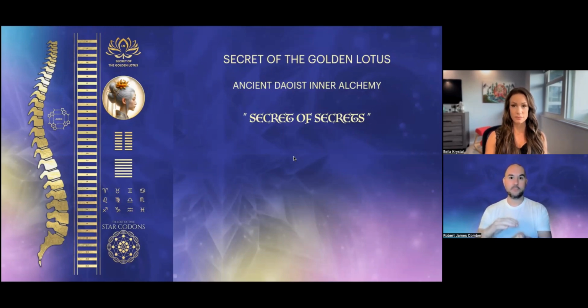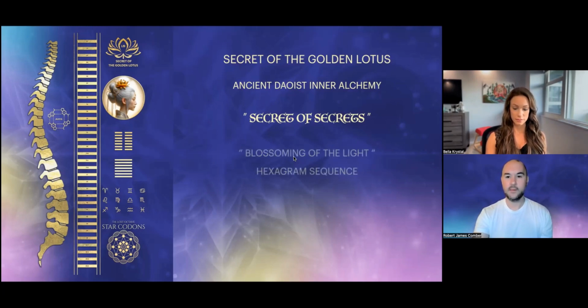And so, like I said, back then it was more of a philosophical idea of contemplation. With the star codons, this new aspect to the secret of secrets is how it's been woven into the DNA and the spine. And so this is why I call it the blossoming of the light.